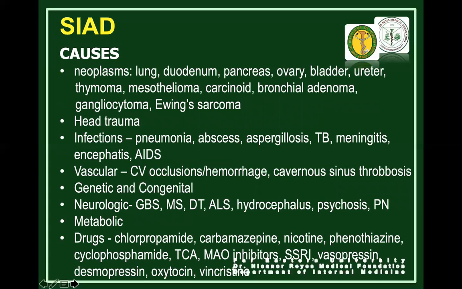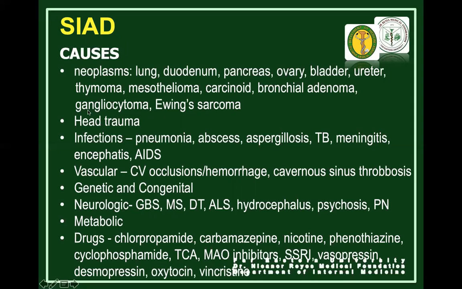So what are the possible causes of SIAD? You can have a lot of ADH in your system, which is inappropriate, not mainly because there is a posterior pituitary tumor, but it can be a tumor elsewhere in the body, or it can be due to other things. So neoplasms of the lung, duodenum, pancreas, ovary, bladder, ureter, thymoma, mesothelioma, carcinoid, and bronchial adenoma. Almost all tumors, Ewing's and gangliocytoma. A lot of neoplasms can cause SIADH. That's why before we even say that it's mainly the pituitary, we think of neoplasms.